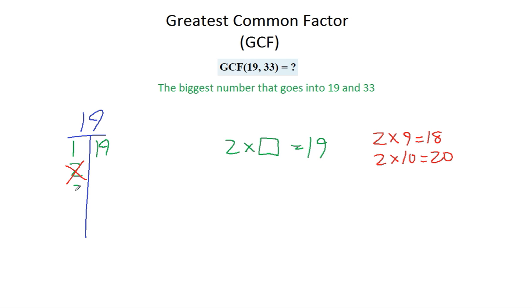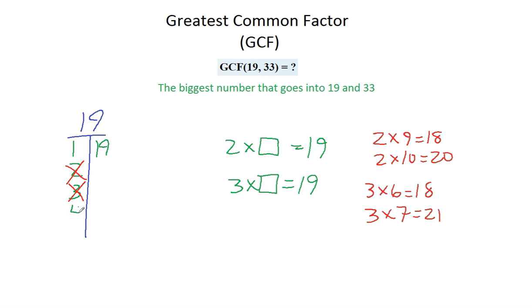1, 2. Next, we're going to try 3. 3 times what gives you 19? 3 times 6 will get you close. Let's do that in red. 3 times 6 is 18. And then 3 times 7 is going to be 21. So we missed. So 3 is off the list. But we tried. 1, 2, 3.